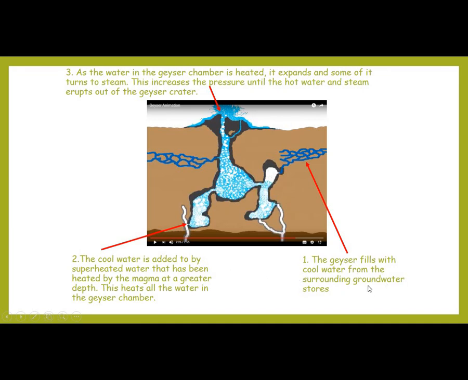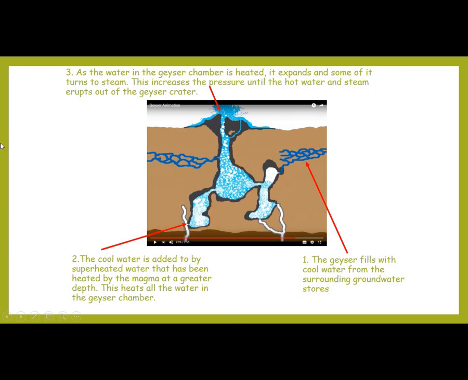So part one, the geyser fills with cool water from the surrounding groundwater stores. The cool water is added to by superheated water that's been heated by the magma at a greater depth, and those things will mix and it creates pressure and expansion, some of it turning to steam, and eventually the pressure becomes so great that it will erupt at the top of the geyser crater.